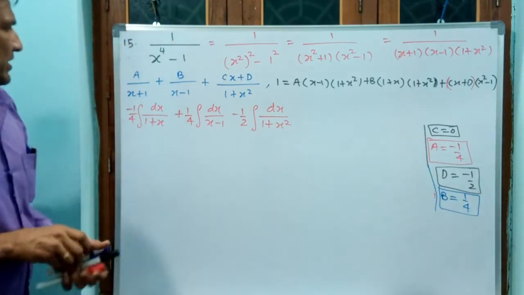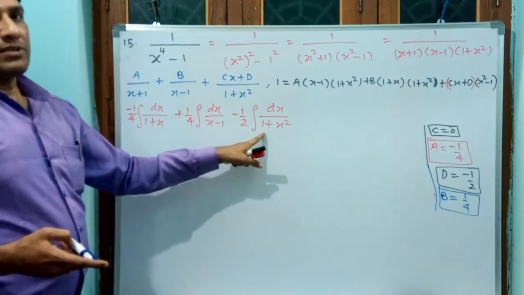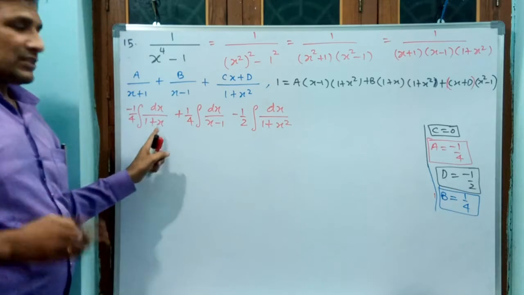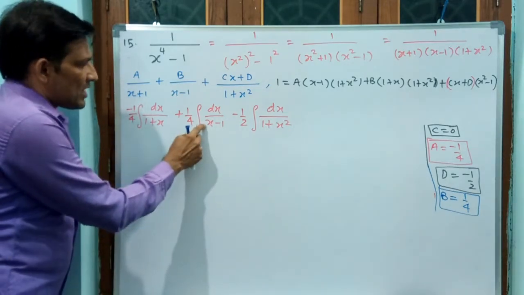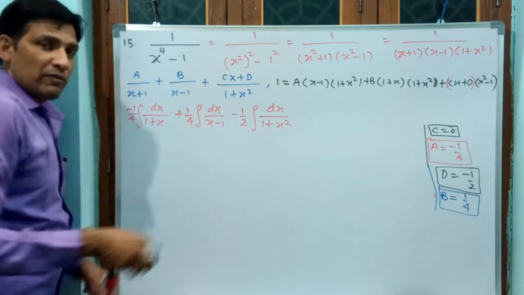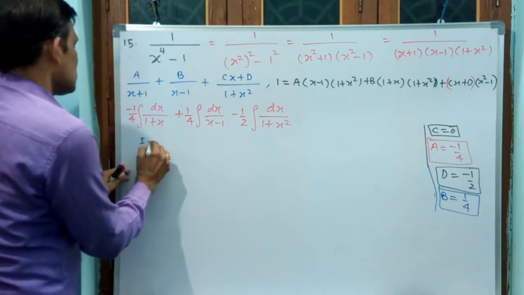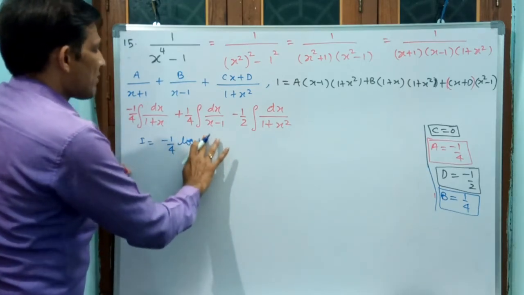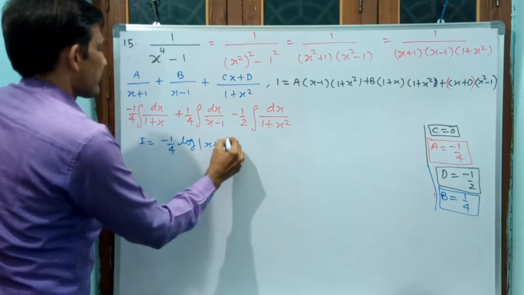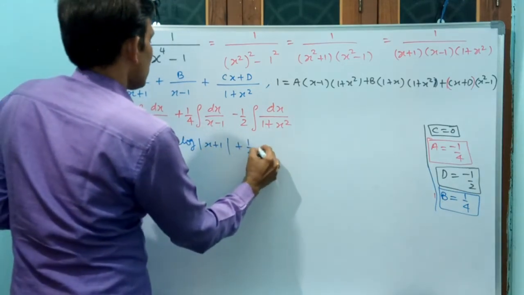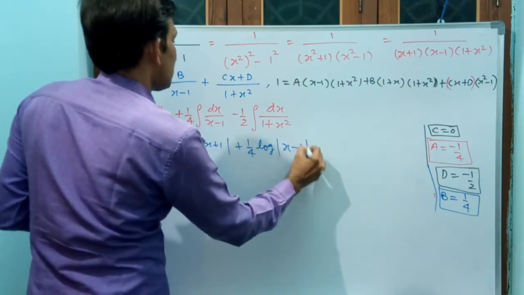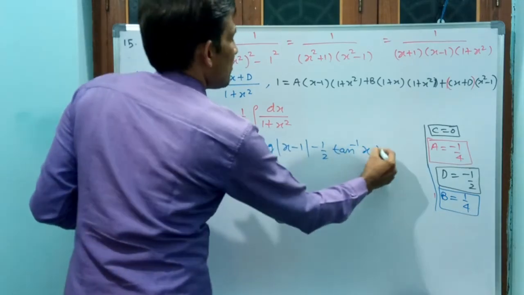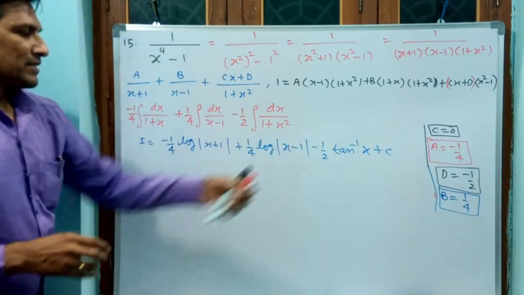Directly we can write. This is tan inverse x: the integral of 1 by 1 plus x square is tan inverse x. Here log of x minus 1, here log of 1 plus x. In these two cases x has a plus coefficient, so you need not worry, you can directly write down. I is equal to minus 1 by 4 log of 1 plus x, or x plus 1. I am writing x plus 1 because x minus 1 is there. Modulus, plus 1 by 4 log of x minus 1, minus 1 by 2 tan inverse x plus c.